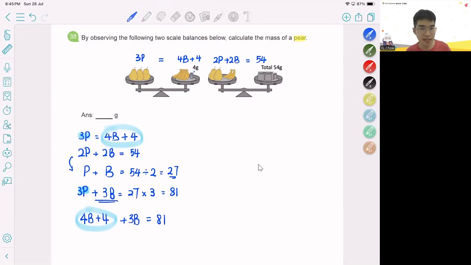The total is 81. So now let's simplify the equation a bit, to find out how many bananas we have. Four bananas plus another three bananas, let's write on the right, that will be seven bananas. And don't forget, we have a plus four. That will be equal to 81.